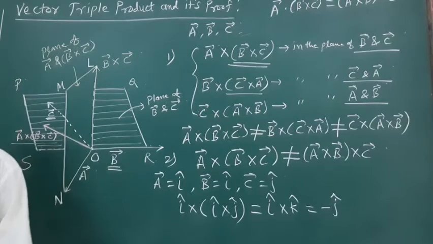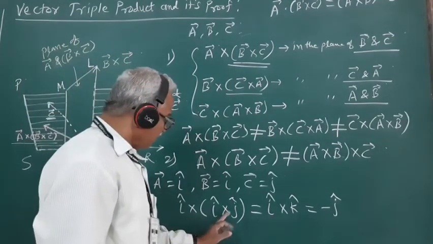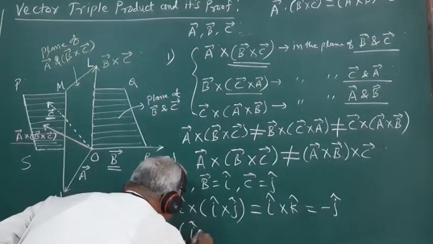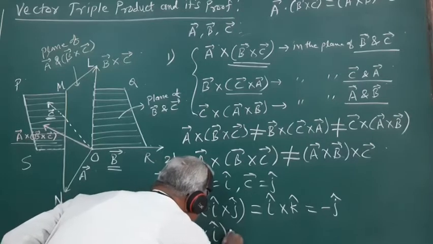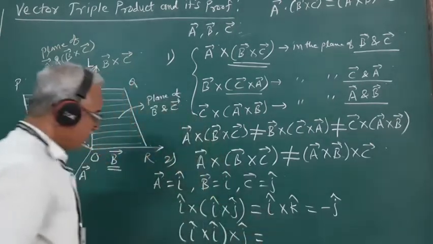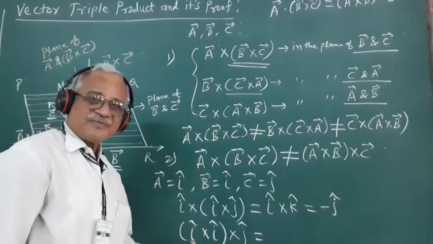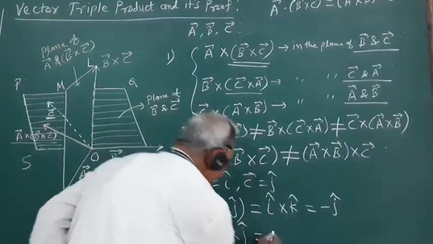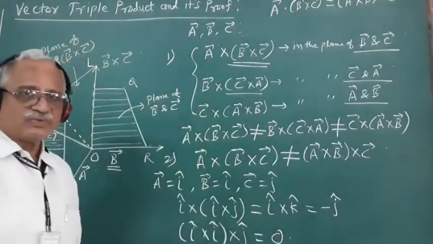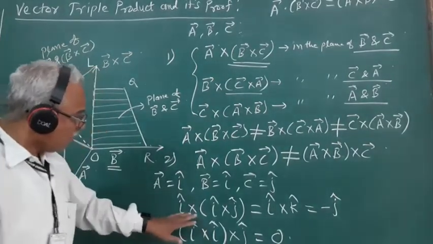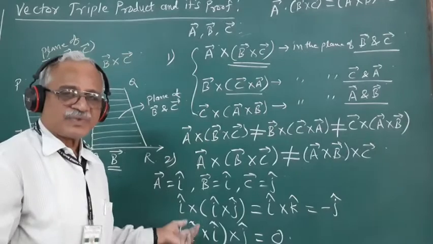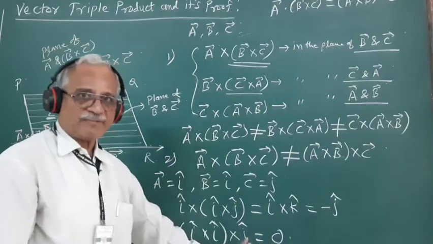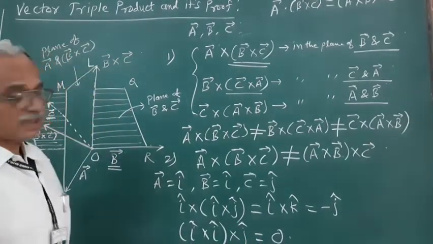Now, if we interchange the position of the parenthesis, what will be I cross I? I cross I is 0, and if I cross I is equal to 0, then this vector triple product will be equal to 0. So, if we change the position of the parenthesis, the vector triple product is not the same or is not equal. Right?